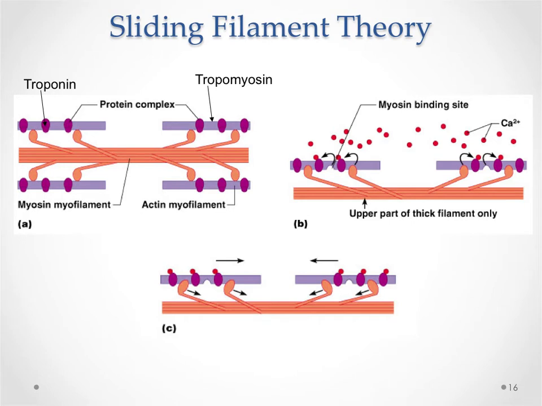You see that a little bit better here. Here we have the myosin filaments, and these are the heads that we're talking about here. There's one of them. And here we have the actin filaments with the troponin and the tropomyosin. And you can see on letter B, we have a myosin binding site there that is open. Okay, so the myosin heads will grab a hold of the actin and they will pull them together. Okay, and that shortens the muscle itself, the muscle fiber.